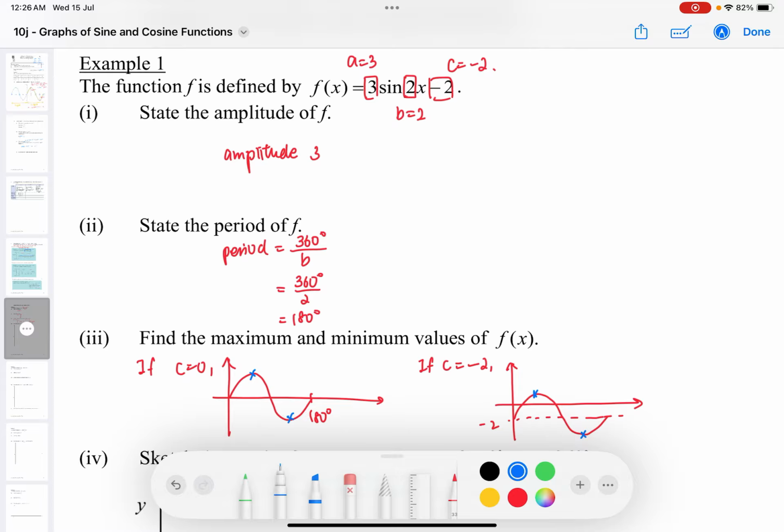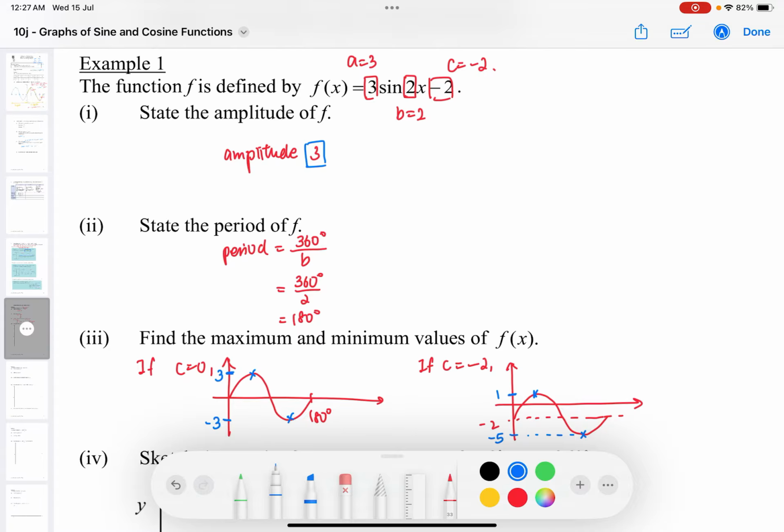In this graph, what's our maximum point? According to our amplitude, which is 3, if C equals 0, our maximum is at 3 and our minimum is at negative 3. But the moment C becomes negative 2, we have to move the maximum down by 2 units. 3 minus 2 gives me 1, and negative 3 minus 2 gives negative 5.